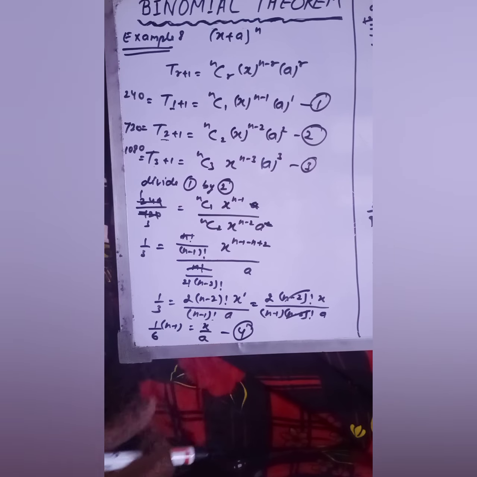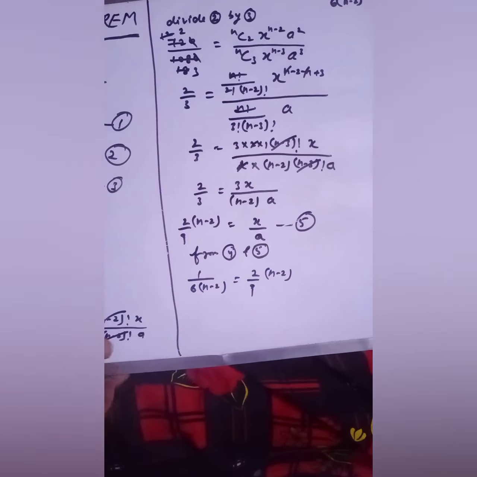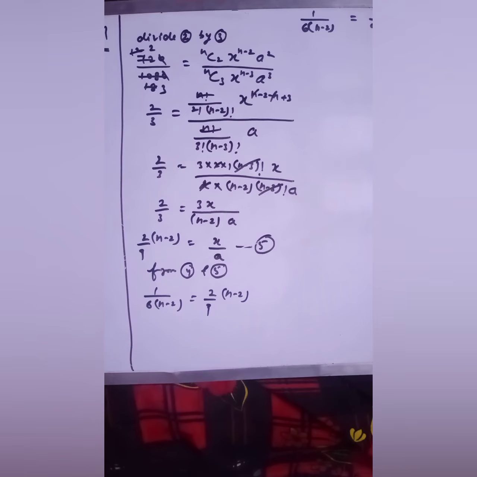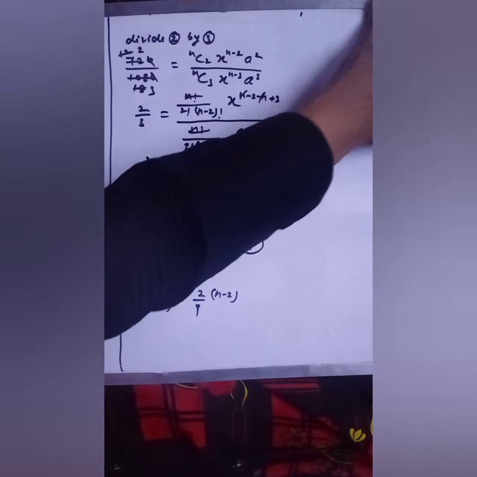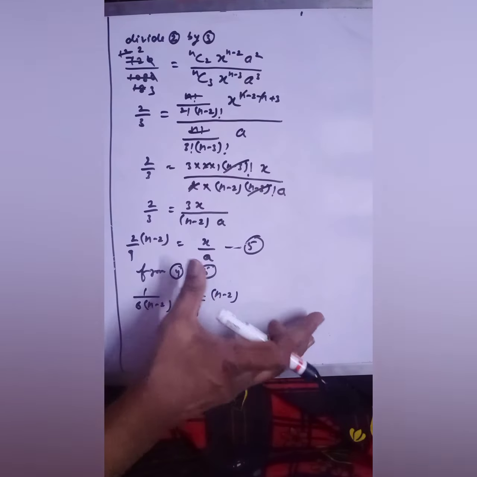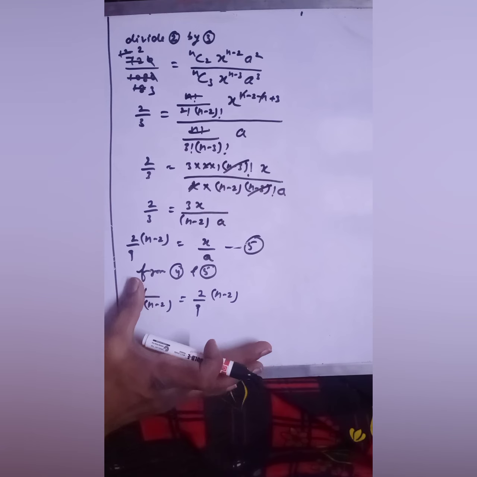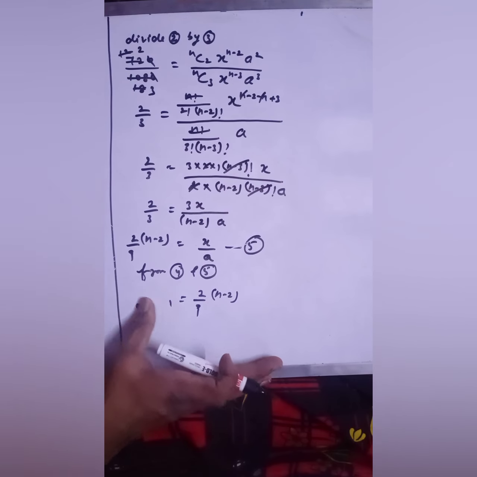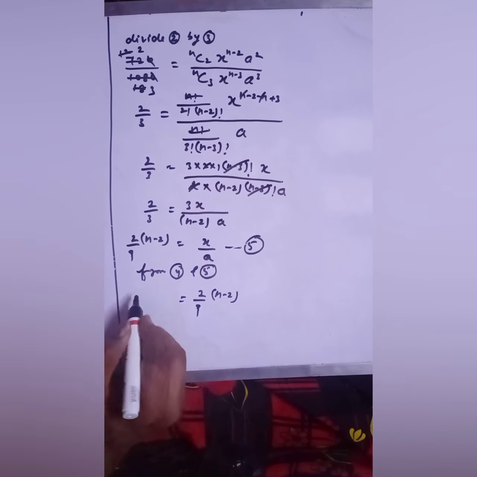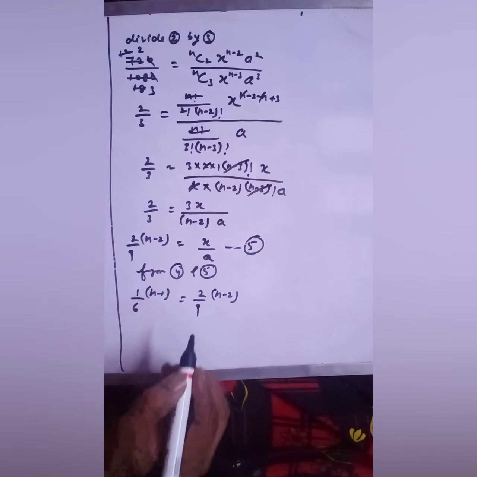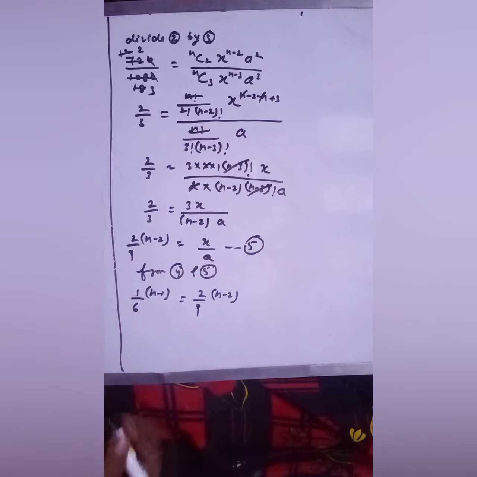Got it? So this is the wrong equation. You have to equate equation numbers 4 and 5 now. So your equation number 4 was 1 by 6 n minus 1. Now it is correct.